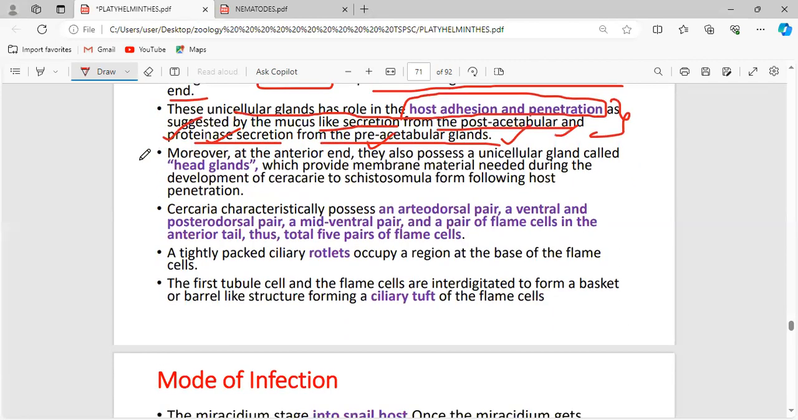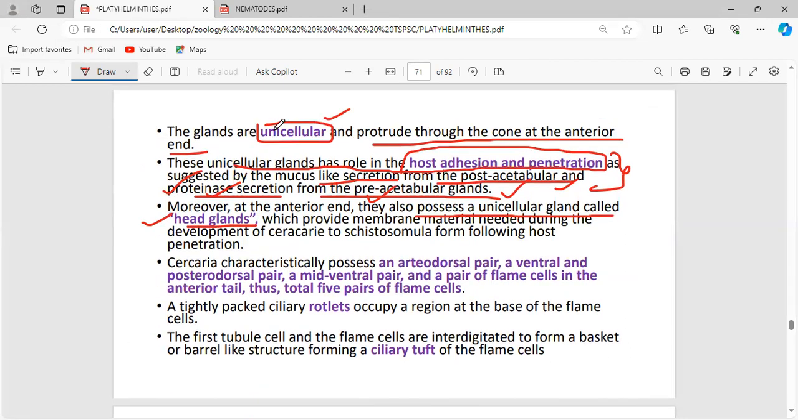Moreover, at the anterior end, they also possess a unicellular gland called the head gland. Okay, again, these acetabular glands are unicellular glands, and these head glands are also unicellular glands, which provide membrane material needed during the development of cercaria to schistosomula form following the host penetration.